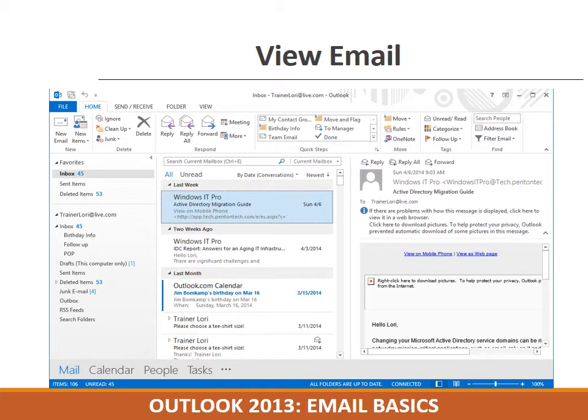To view email, make sure that you're in Mail. In the folder pane, make sure that you're on an inbox. And later I'll show you how to create folders so that you can organize your emails better. And then this is your reading pane. You'll see your emails on the left and the specific email on the right.